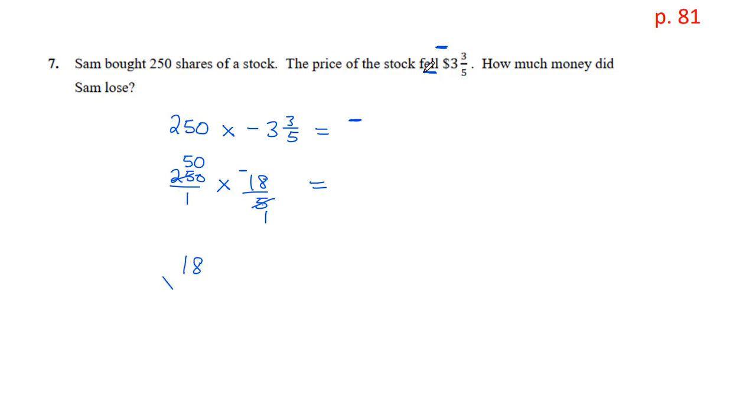So I'm going to switch this around and put my 50 on the bottom. That way I can bring this 0 down and go right to the 5. 5 times 8 is 40. And 5 times 1 is 5, plus 4 is 9. So unfortunately for Sam, he lost $900. Sam lost $900 on those stocks.